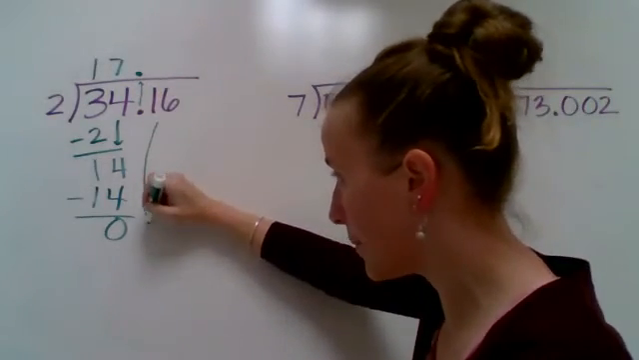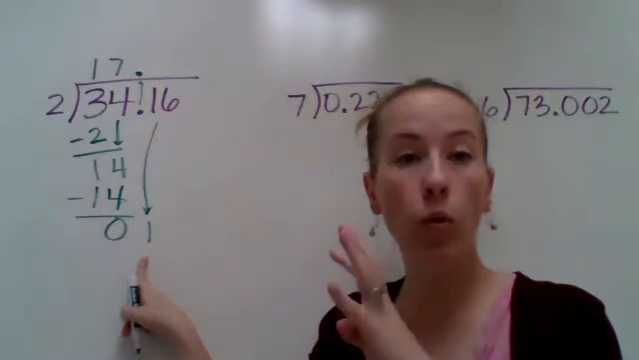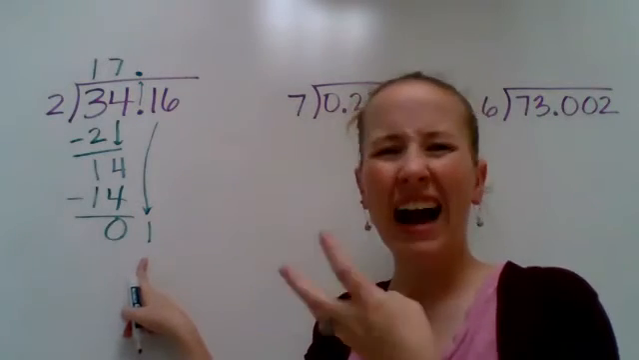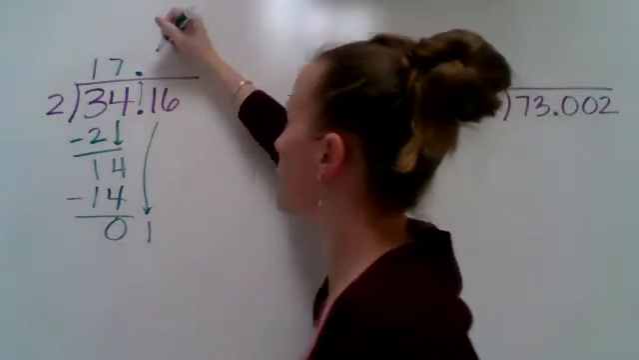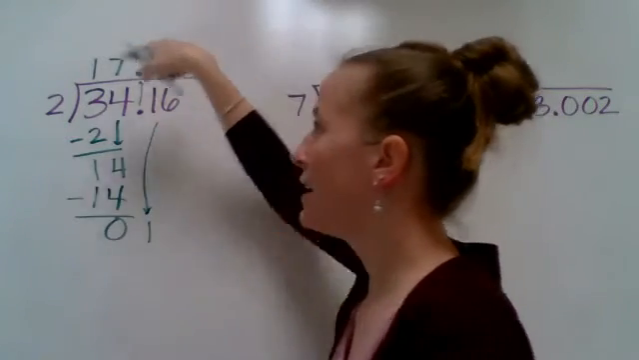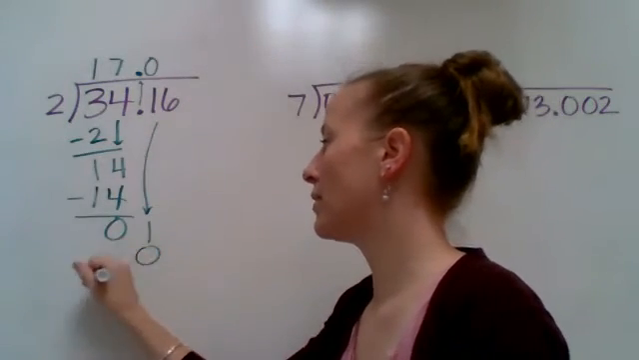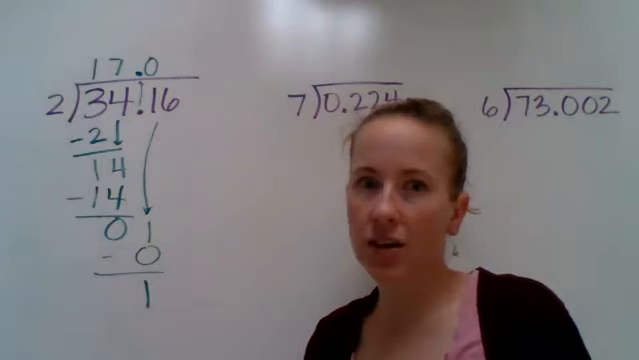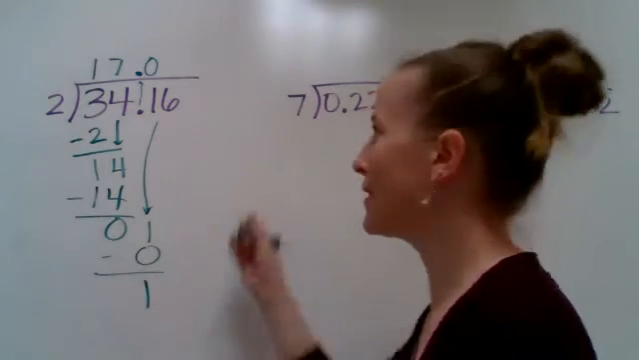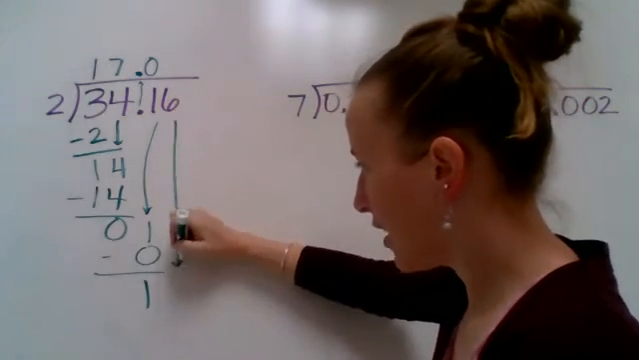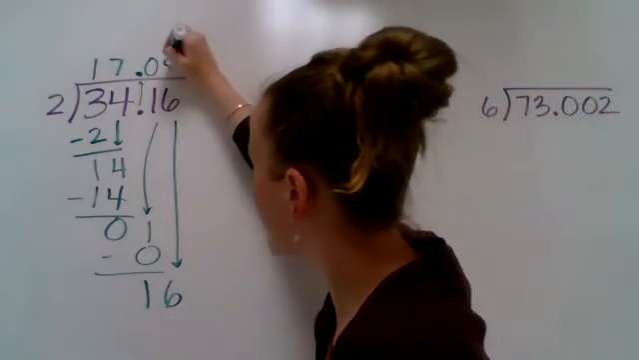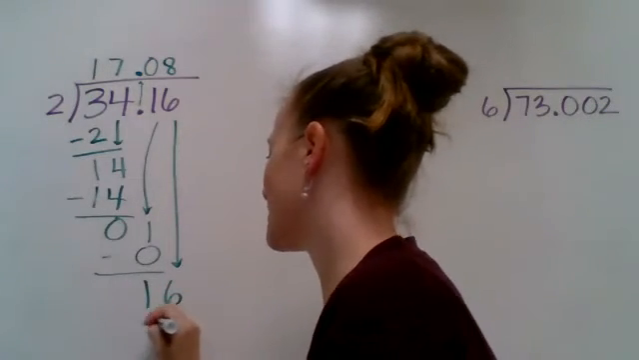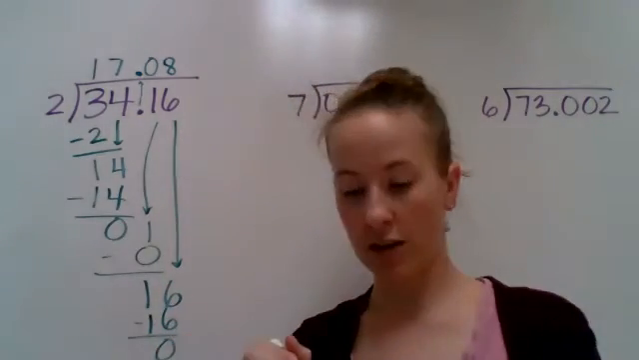I'm going to bring down this 1. How many 2's go into 1 without going over? I know the answer is nothing, but I have to still fill this seat. So I'm going to put a 0 up here. Okay. 0 times 2 is 0. There's still 1 left over because nothing actually happened. Let's bring down our 6. How many 2's go into 16? It's 8. It's exactly 16, and there are no leftovers.